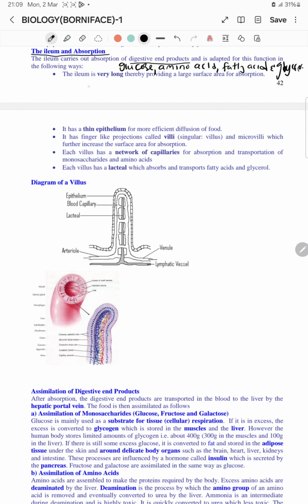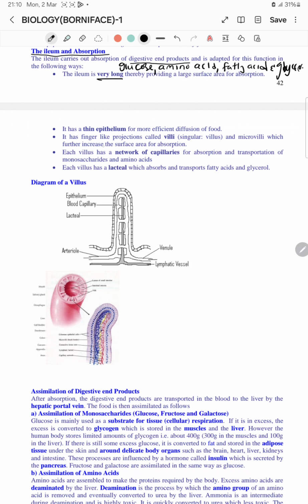Number one, the ileum is very long, thereby providing a large surface area for absorption. Okay, it has a thin epithelium for more efficient diffusion of food. The walls are supposed to be thin so that a lot of the food end products can diffuse easily. Is that okay?